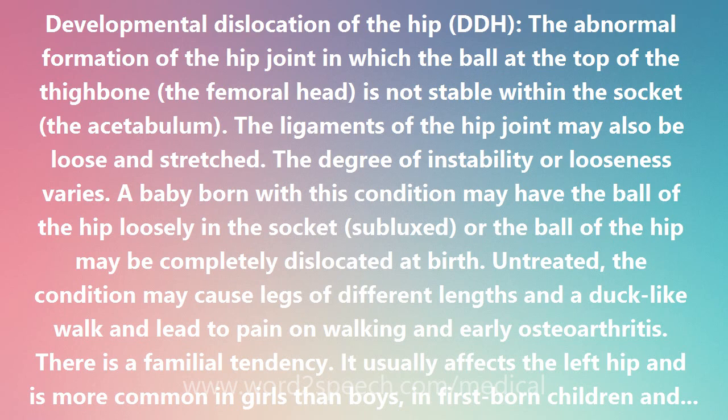Untreated, the condition may cause legs of different lengths and a duck-like walk and lead to pain on walking and early osteoarthritis. There is a familial tendency. It usually affects the left hip and is more common in girls than boys, in firstborn children and in babies born in the breech position. It is more common in Native Americans than in whites and is rarely seen in African American children.